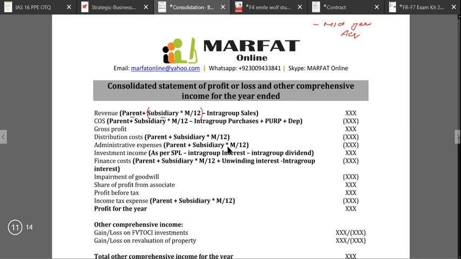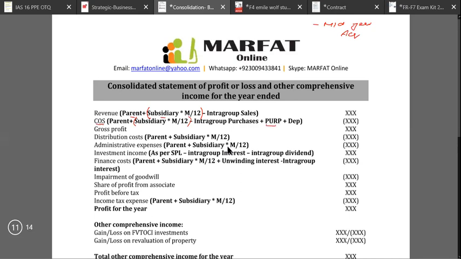Then you have the cost of sales. So cost of sales of the parent plus subsidiary, again months by 12, minus intra-group purchases, because when you sell, in one company there will be a sale recorded, in the other company there will be the purchases. So intra-group sales and intra-group purchases, right? Intra-group sales will be removed from the sales and intra-group purchases will be removed from the cost of sales.